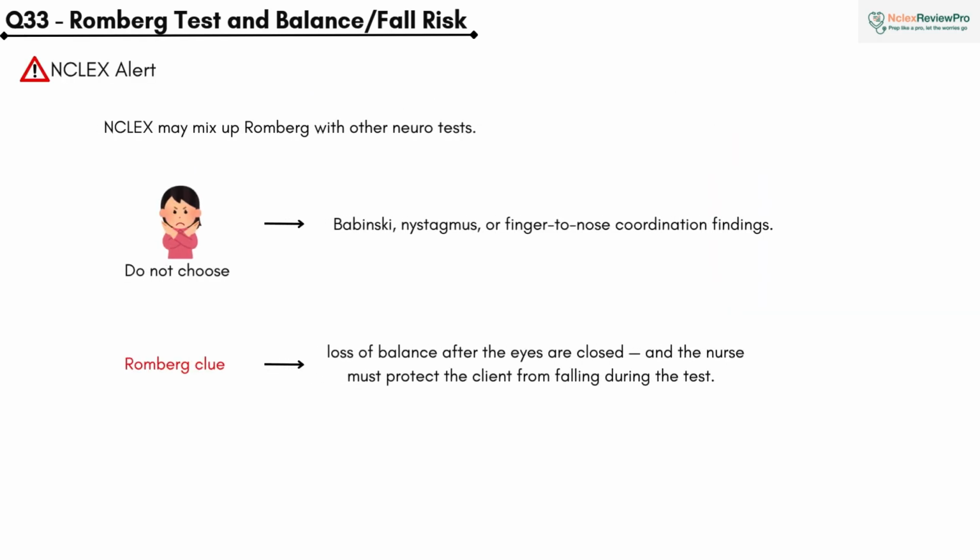Now here is the NCLEX alert. NCLEX may mix up Romberg with other neurological tests. Do not choose Babinski, nystagmus, or finger-to-nose coordination findings. The Romberg clue is loss of balance after the eyes are closed. And during the test, the nurse must protect the client from falling.